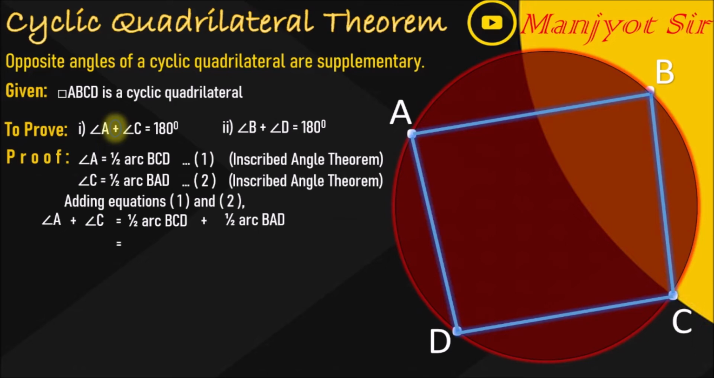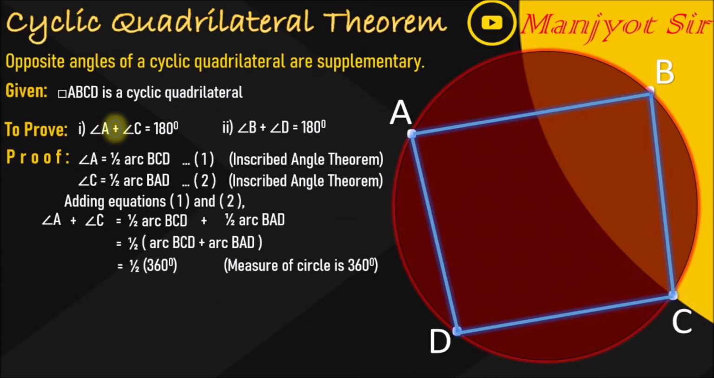Now on the right hand side, half of arc BCD plus half of arc BAD, half can be taken as common. If you take half as common, in the bracket we are left with arc BCD plus arc BAD. Just observe carefully in the figure: BCD, BAD. Is it forming the entire circle? We all know that the measure of the entire circle is 360 degrees. So instead of these two arcs, we can write 360.